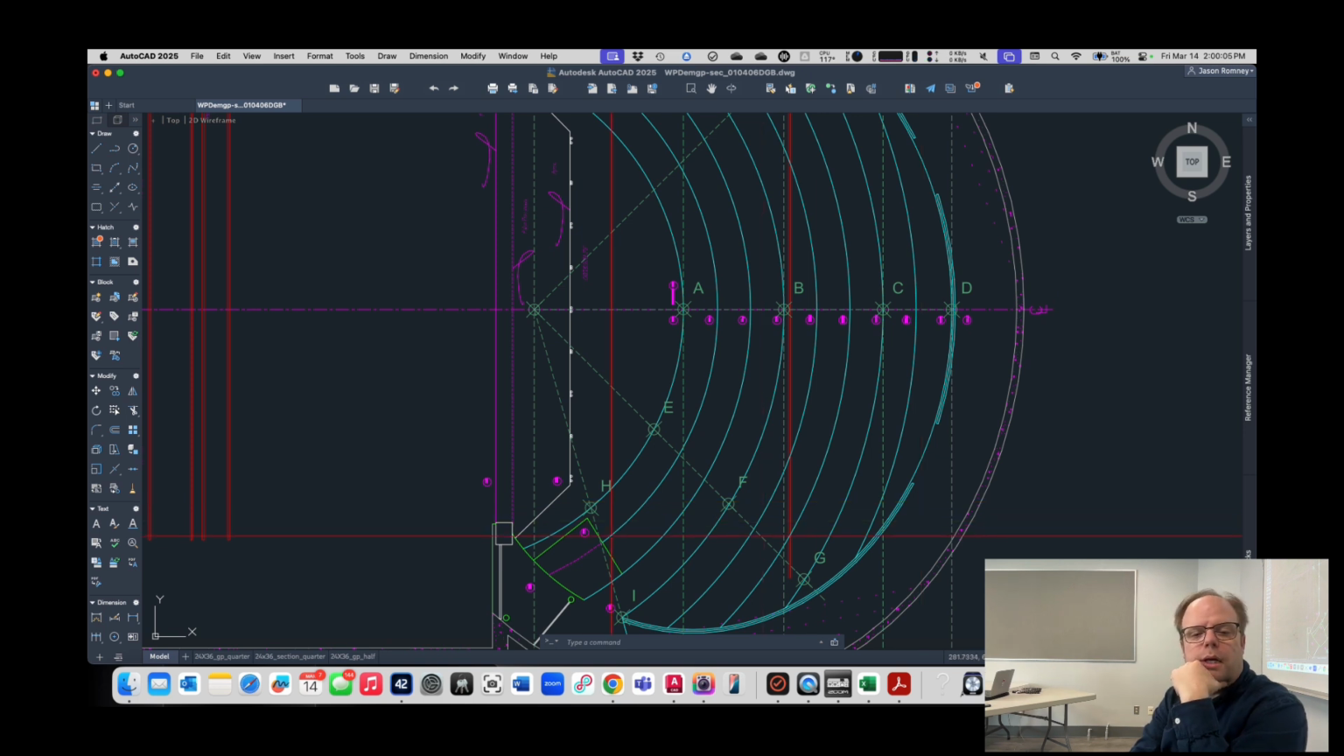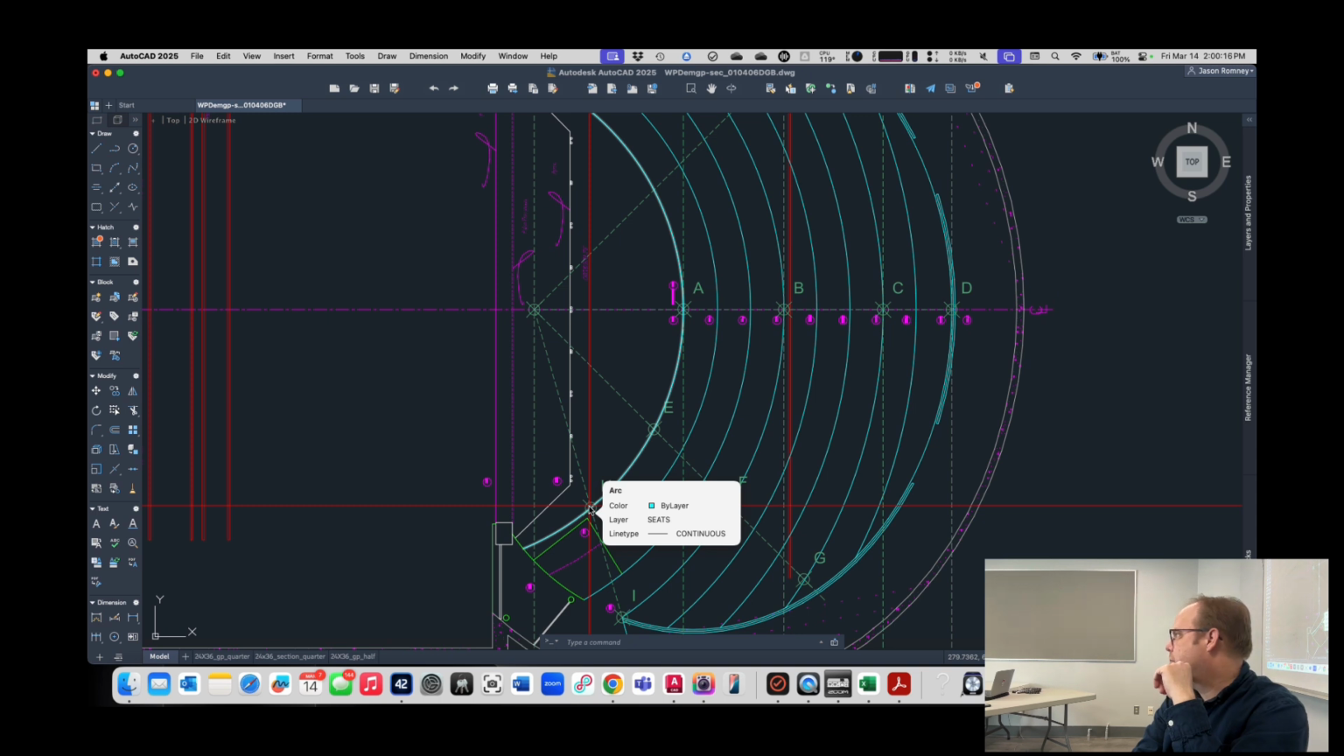Then I kept going on the first row and the second row that I'm using, and I went all the way to the edge where I think there will be any seats. I said, all right, that'll be row H, and then that'll be row I.